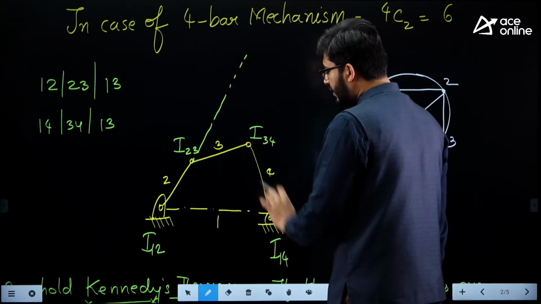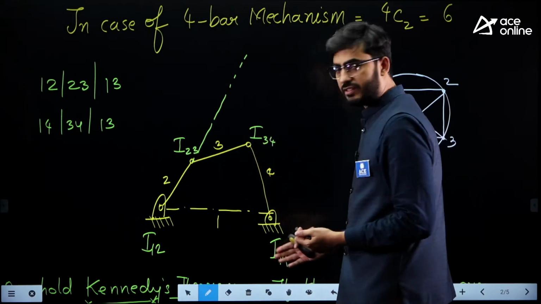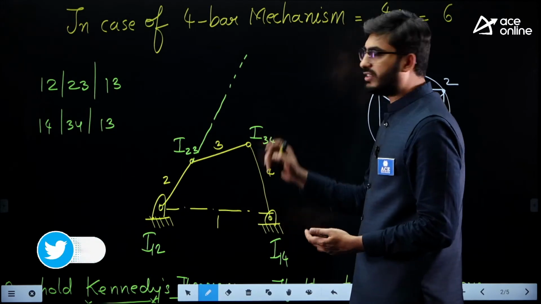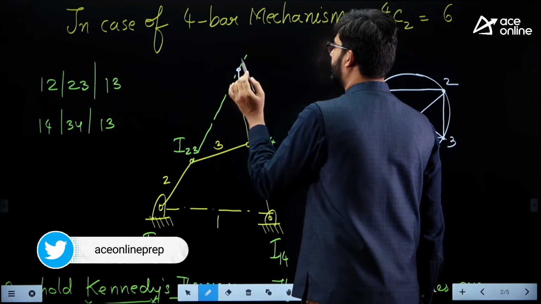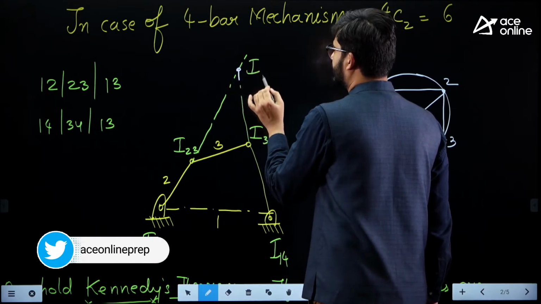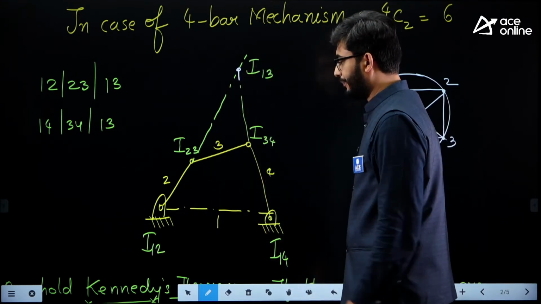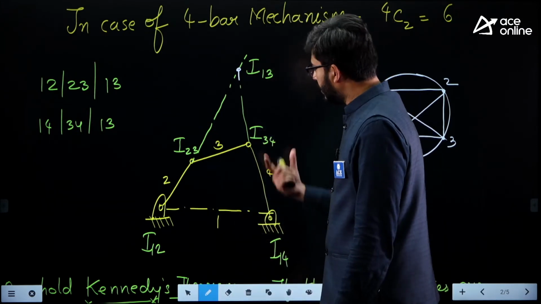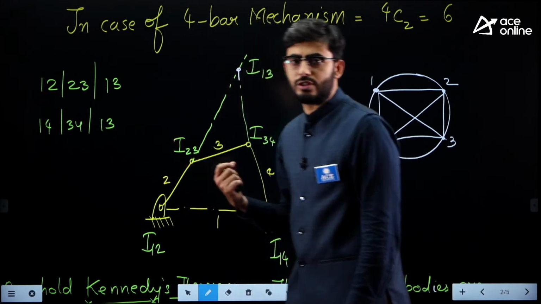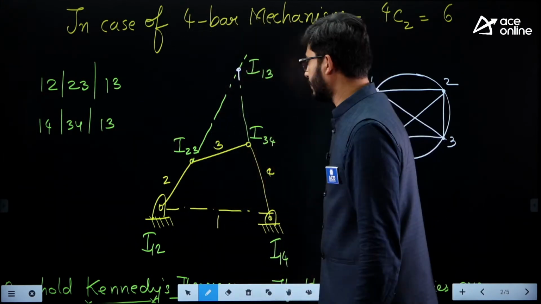So I am going to extend the line joining 1,4 and 3,4. When I extend these two, they will be meeting at this location. We will be calling this I13. Okay. Now guys, the same way we can make use to locate I24 also.